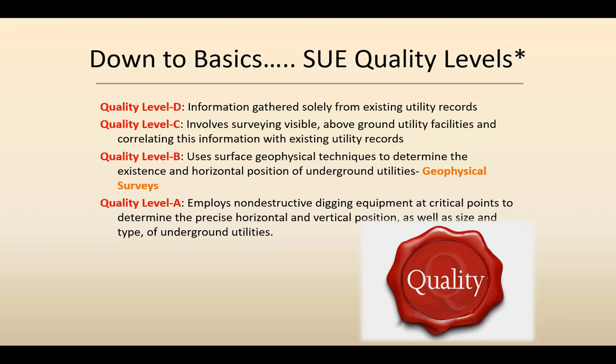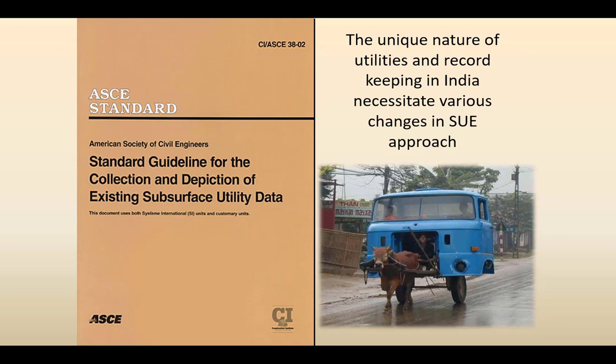So here comes your geophysical surveys part, and then the final quality level, quality level A, employs non-destructive digging equipment at critical points to determine the precise horizontal and vertical positions as well as size and type of underground utilities. These are the ASCE standard guidelines for collection and depiction of existing subsurface utility data. These are guidelines. Of course, depending on where you are practicing SUE and the unique nature of utilities and record keeping, it might necessitate various changes in the SUE approach.